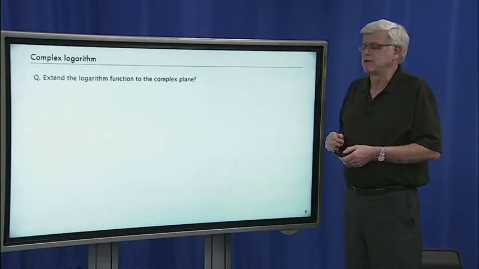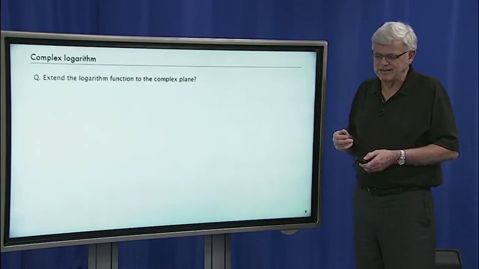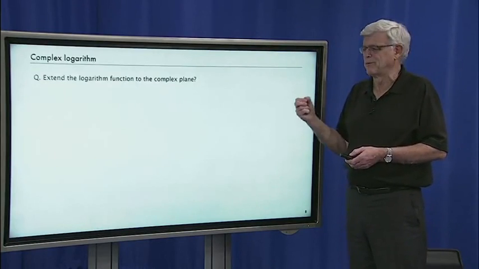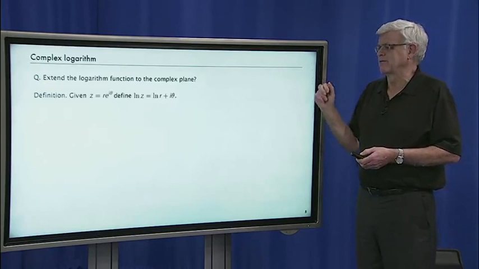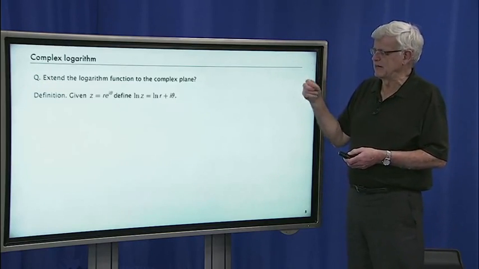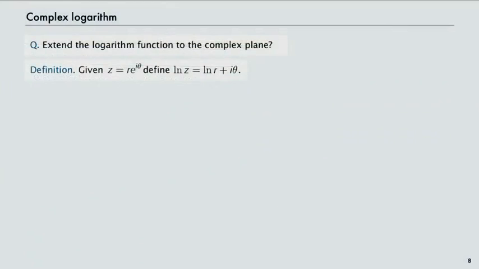Okay, what about the logarithm? That's another fine example, and actually these two examples are the critical ones. We can do the same sort of thing. If we have z equals r e to the i theta, we can define log of z equals log r plus i theta. And that seems to be good, because if you take e to the log z, then you get r e to the i theta, you get z back, which seems to be what we'd want.